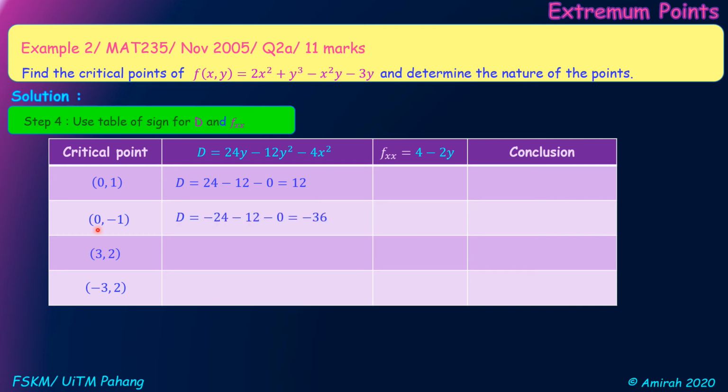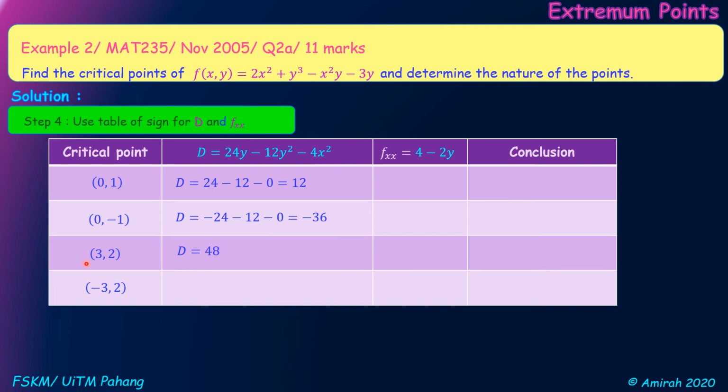And then for critical point 0, negative 1, D equals, we replace y equals negative 1 and we replace x by 0. So we get 24 times negative 1 equals negative 24, and then negative 1 squared equals positive 1 times negative 12 equals negative 12, and then minus 4 times 0 equals 0. Then after we simplify, we get negative 36.